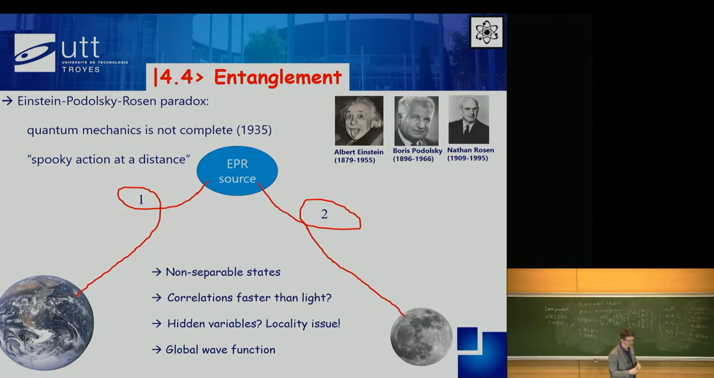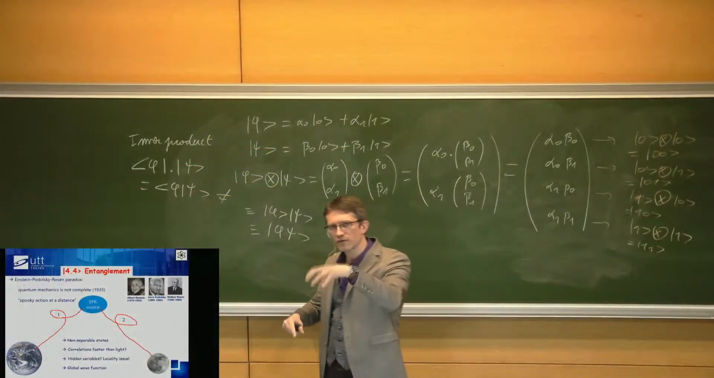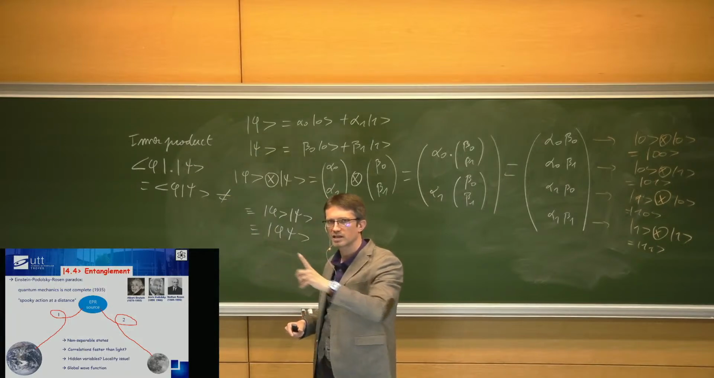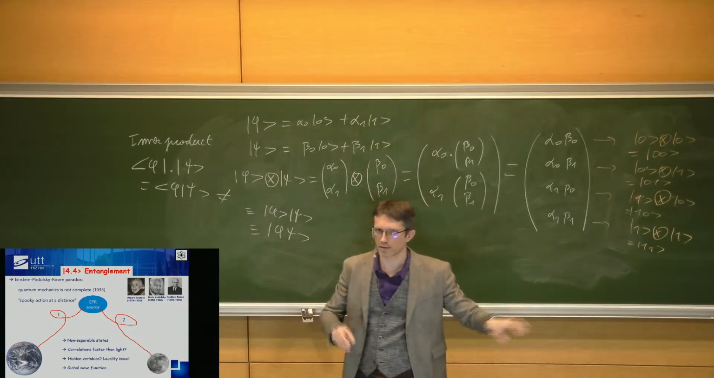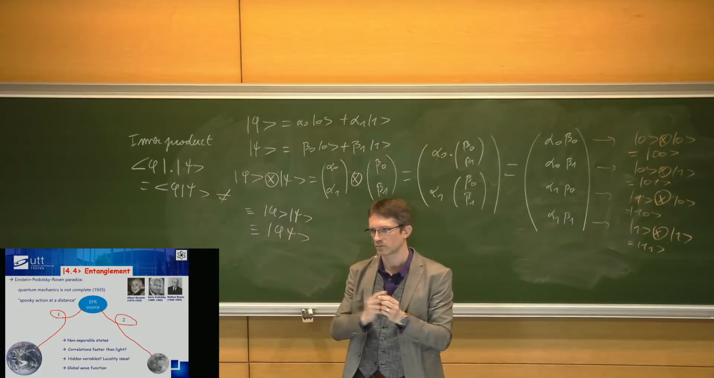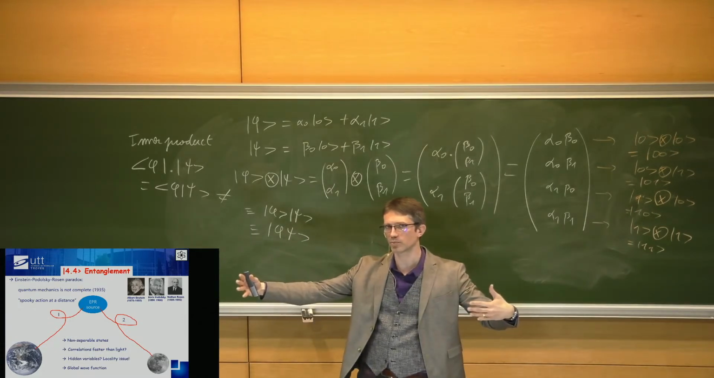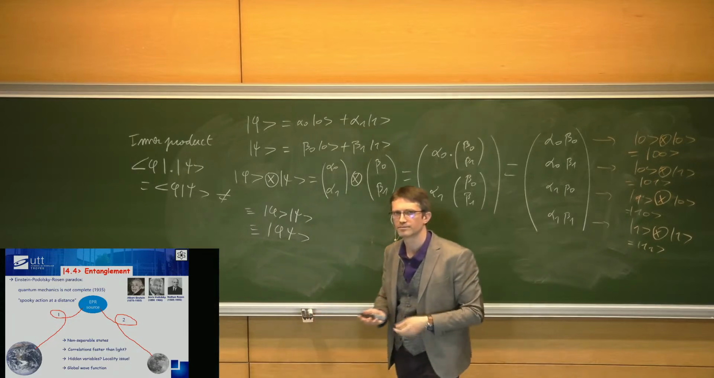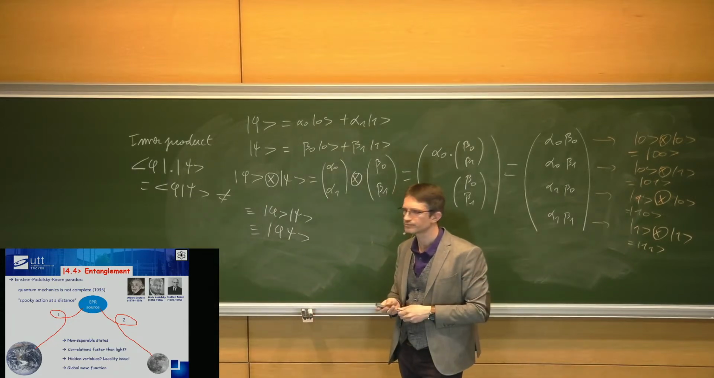Remember I talked about this wave function, I'll come back to that later, which defines every system, except that now the wave function of the system is not the wave function of the system on Earth and the system on the moon. It's the wave function of the two of them together. Whether they're spatially separated is irrelevant. It's just a fact.